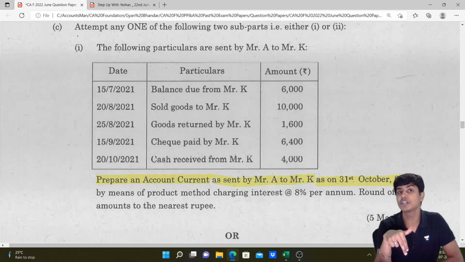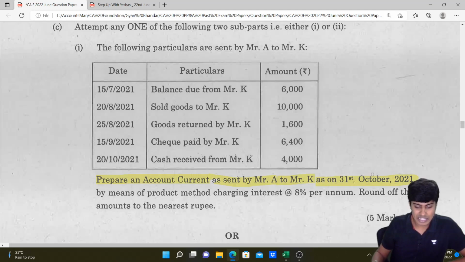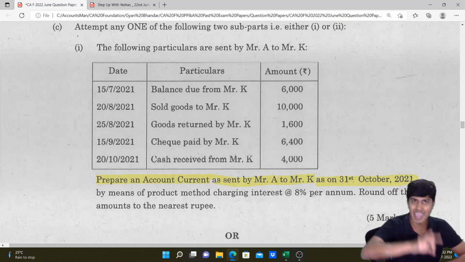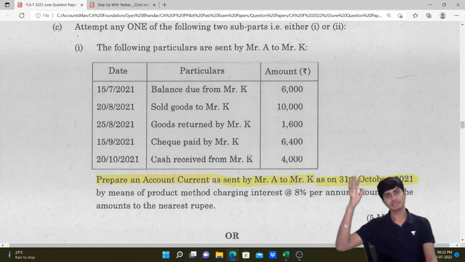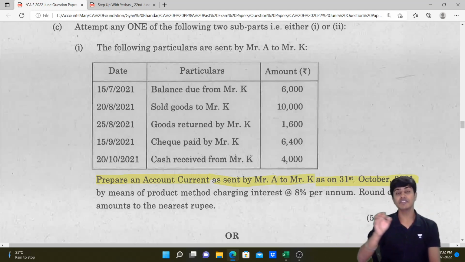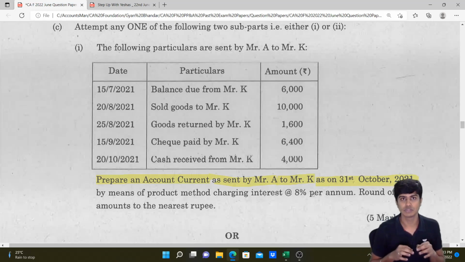That person's perspective we should use. Now in this case, sent by A to K. So the name of the account current should be Mr. K in account current with Mr. A. Mr. K in account current with Mr. A. And this is done in the books of Mr. K. So what should we do?